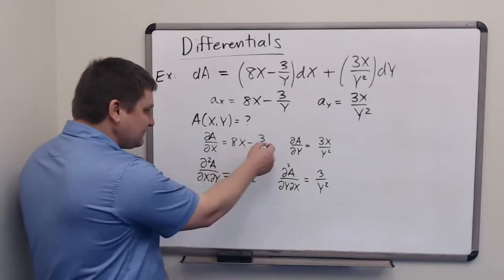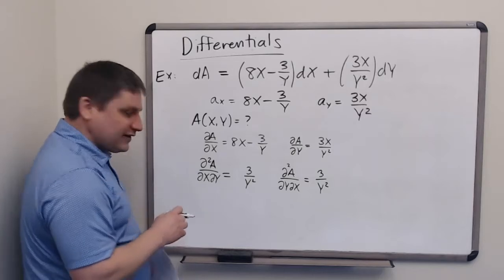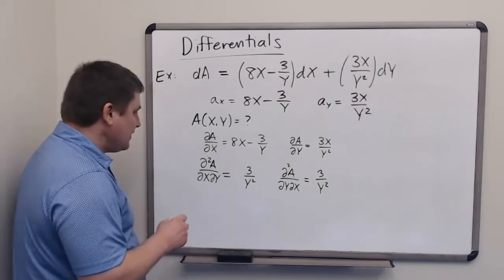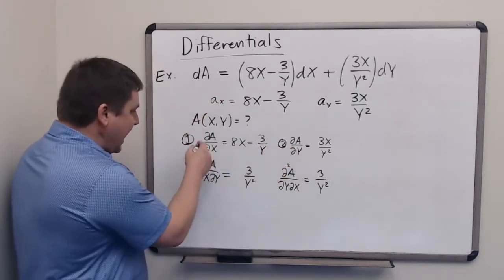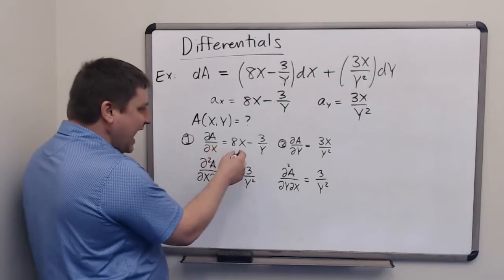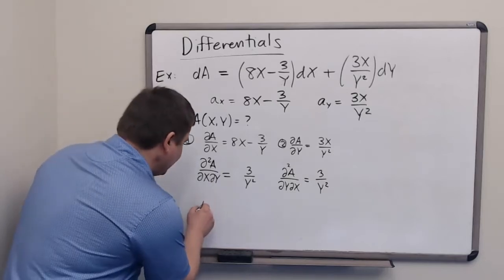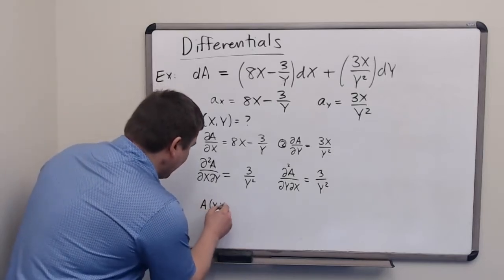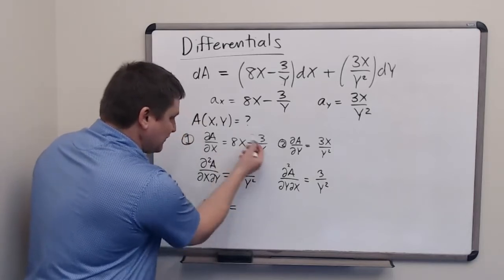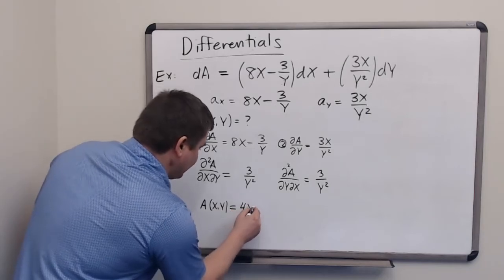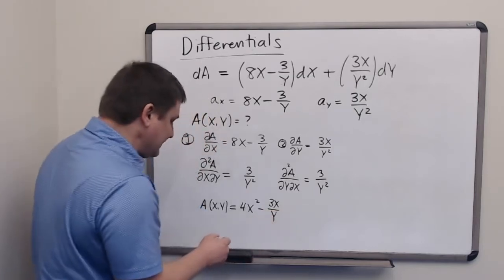We'll do this by solving these partial differential equations. These are not too hard to solve, but it's good to go through the technique at least once. So the first equation here, which I'll write as 1, implies that a is a function whose derivative with respect to x, treating y as a constant, is 8x minus 3 over y. So that means we know a little bit more about the function a. If we take the integral of this side with respect to x, we're going to get 4x squared minus 3x over y. Remember, we treat y as a constant.